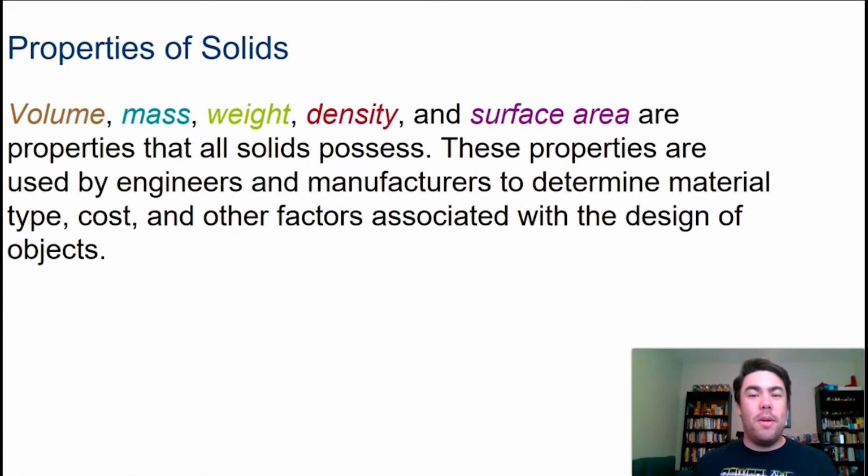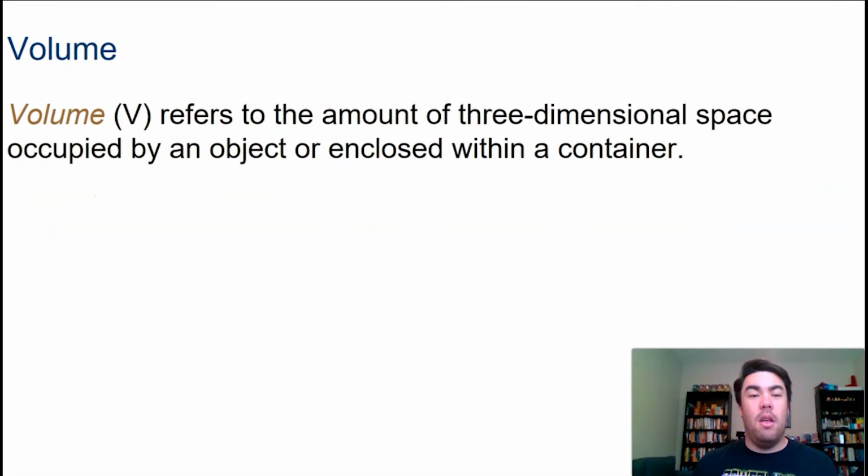And there are various properties of solids that you need to know. So its volume, mass, weight, density, and surface area are the properties that all solids possess. These properties are used by engineers and manufacturers to determine material type, cost, and other factors associated with the design of objects.